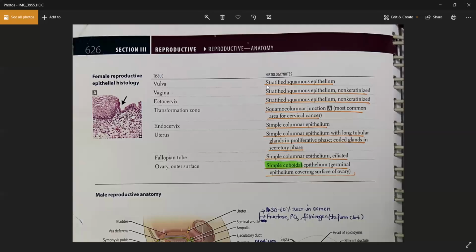Some nuclei are present upward, some nuclei are present downward. So it appears that this tissue has multiple layers, but in reality, the tissue has only a single layer. So you call it pseudostratification. Okay, so for the vulva, you have the stratified squamous.